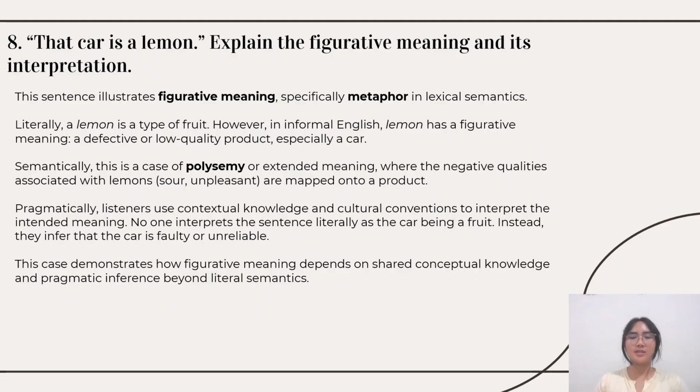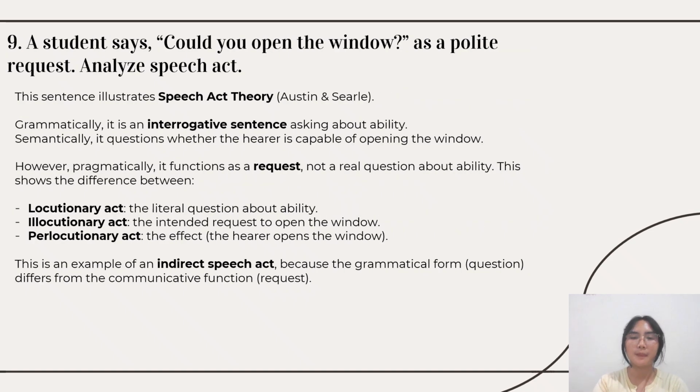No one interprets the sentence literally as the car being a fruit. Instead, they infer that the car is faulty or unreliable. This case demonstrates how figurative meaning depends on shared conceptual knowledge and pragmatic inference beyond literal semantics.